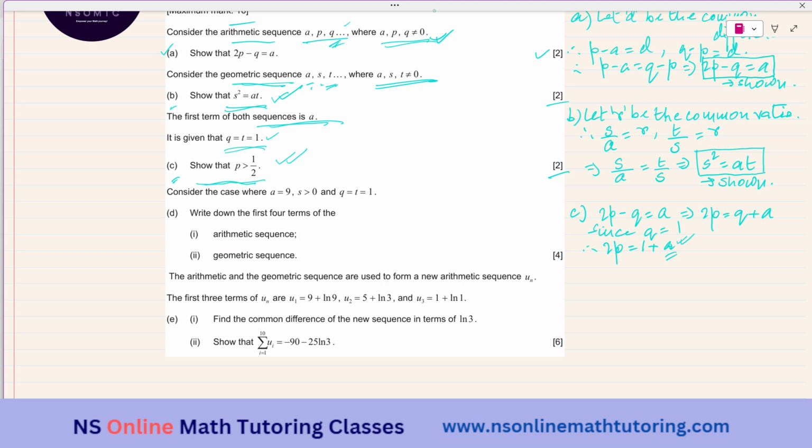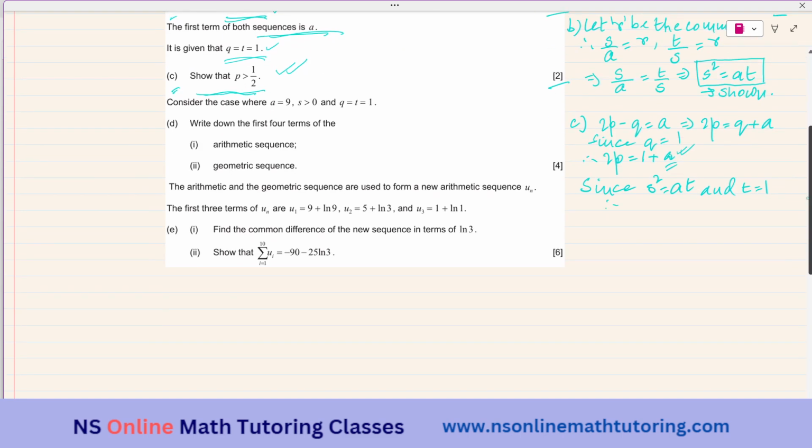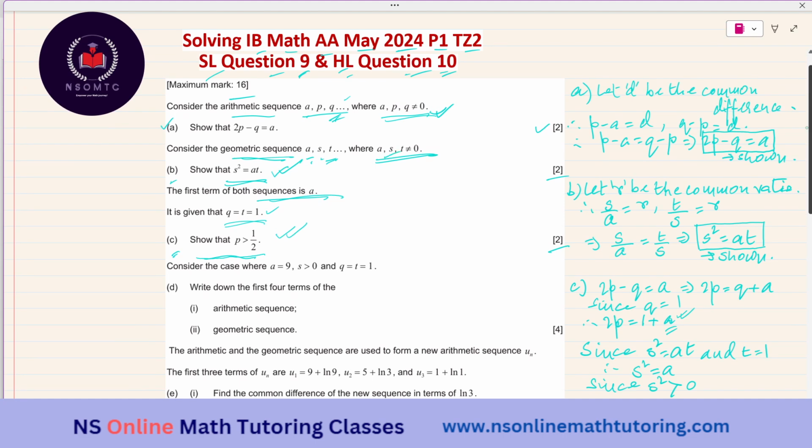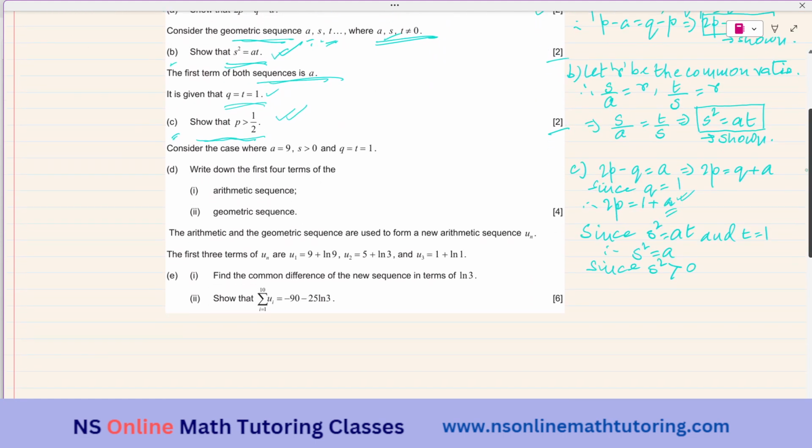Since S squared is equal to AT and T is equal to 1, therefore, S squared is equal to A. Since S squared will be greater than 0, it is a square number, it should be greater than 0. It can be equal to 0, but they have said S is not equal to 0. So S squared will be a positive number greater than 0. Therefore, A is greater than 0.